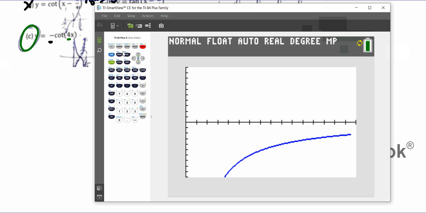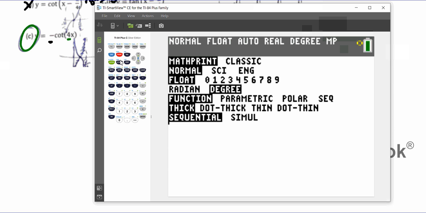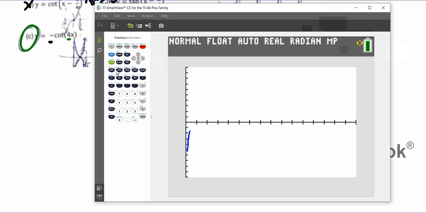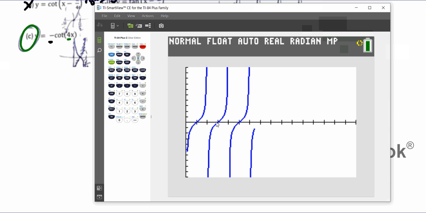Oh, what's going on here? Oops. Make sure our mode is in radians so we can actually get a good graph. All right, mode is in radians. Now let's try this again. Oh, there we go. So that's a pi over 8. That's another pi over 8. So that's pi over 8, 2 pi over 8, 3 pi over 8, 4 pi over 8, 5 pi over 8, and so on and so forth.